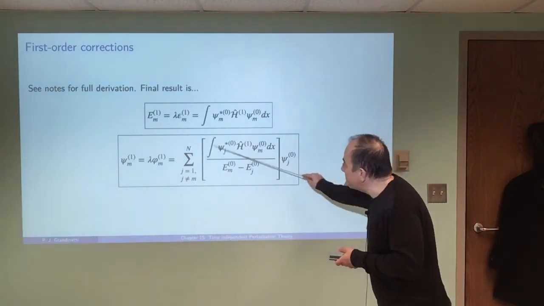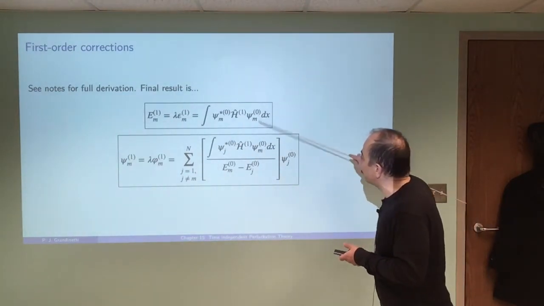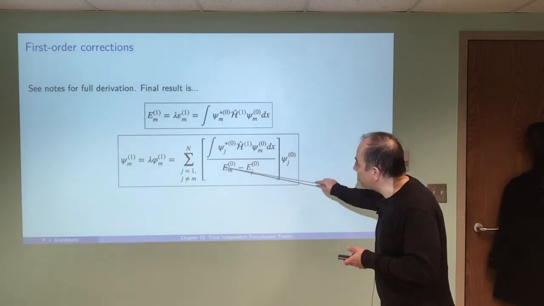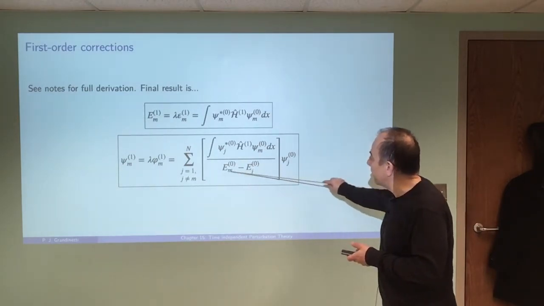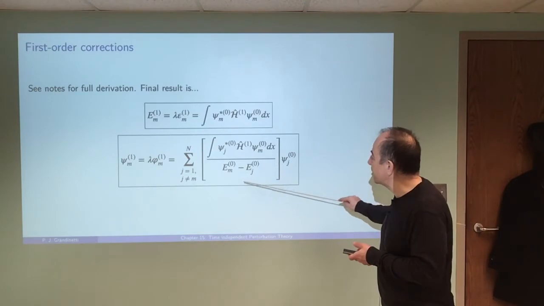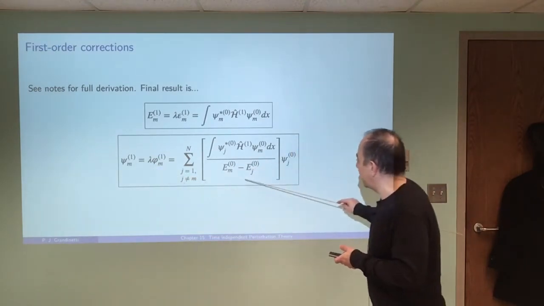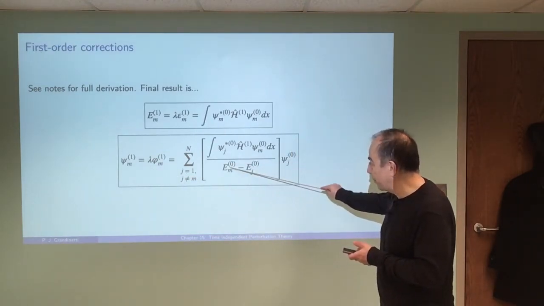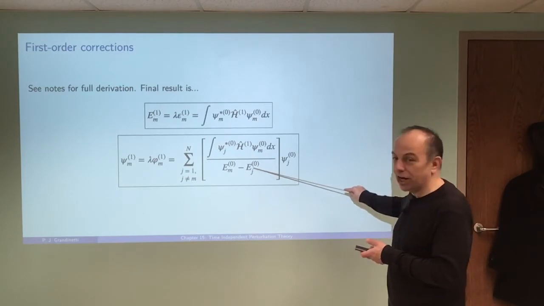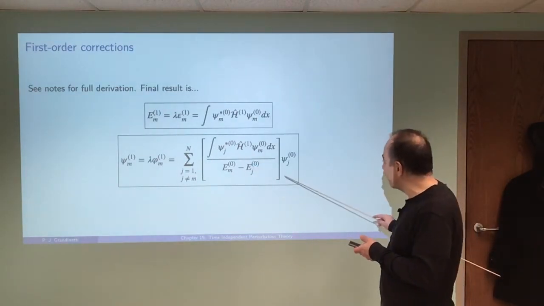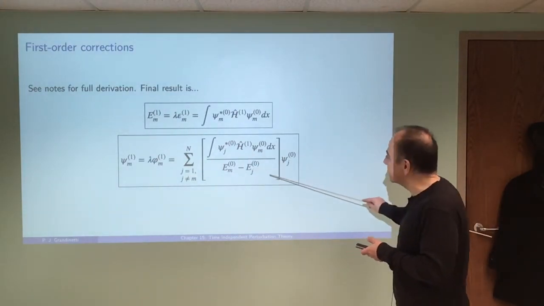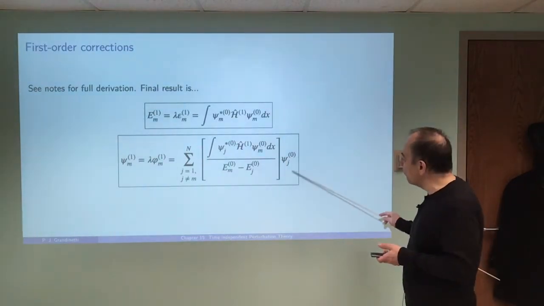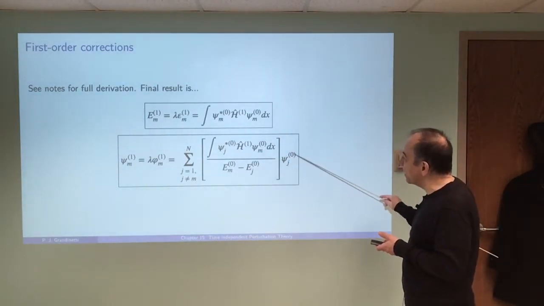And these terms here involve the same integral that we saw above, but it is also divided by the difference between the mth eigenstate of the 0th order Hamiltonian and the jth eigenstate of the 0th order Hamiltonian. And this term in square brackets is simply a number. It's a coefficient that multiplies psi j.